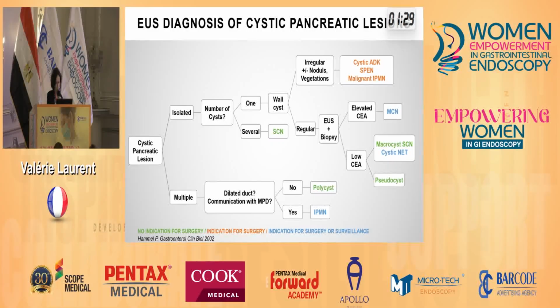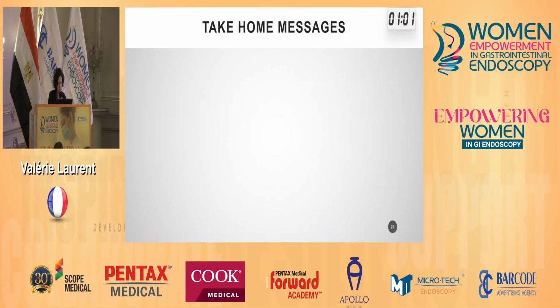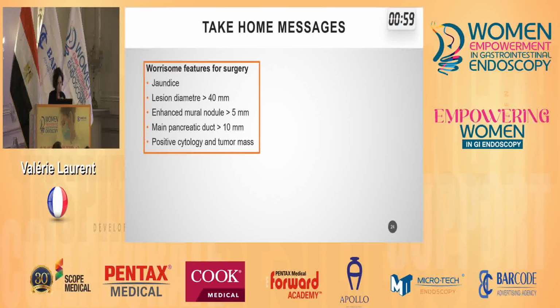These are two more slides, one chart to remind you how to manage cystic pancreatic lesions. You can find the document in Gastroenterology Clinical and Biological. It's based on the communication with the main pancreatic duct, the number of cysts, the presence of through-wall mural nodules, etc. And finally, some take-home messages about the worrisome features.